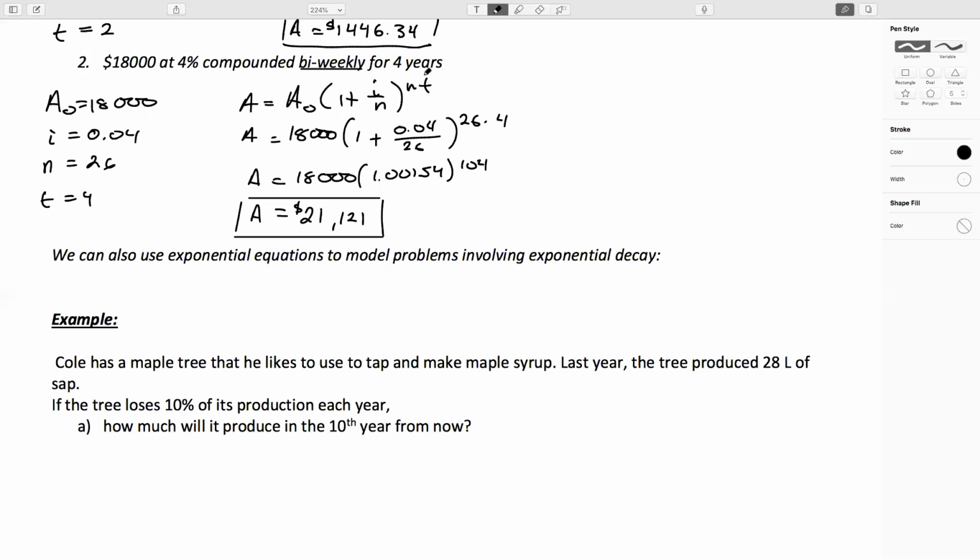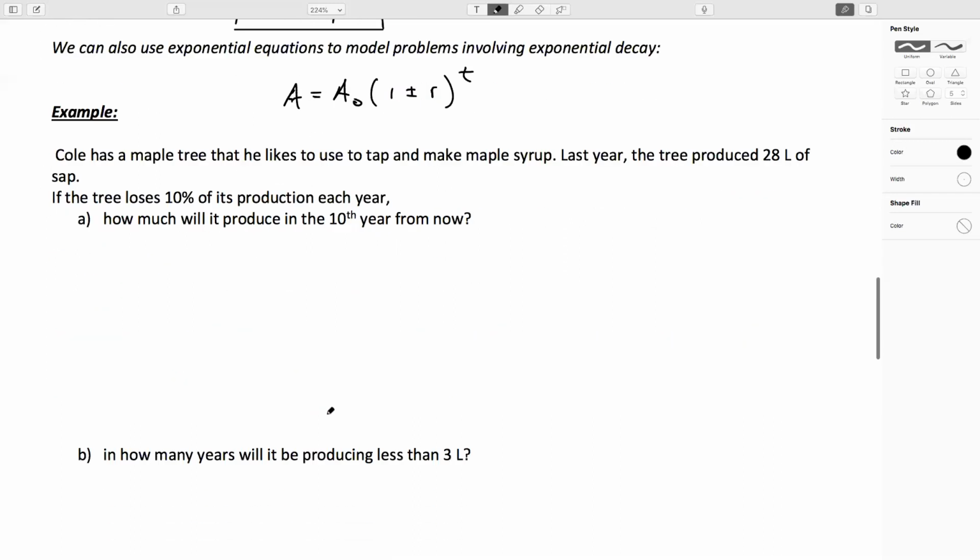The only trouble here is that solving for exponents right now requires a bit of guesswork. But what we're going to do is take the exponential growth and decay formula, the general one. Remember, it's A equals A naught times 1 plus or minus R to the power T. And we're going to use it in a situation where we've got decay, and we may have to start solving for some different variables.